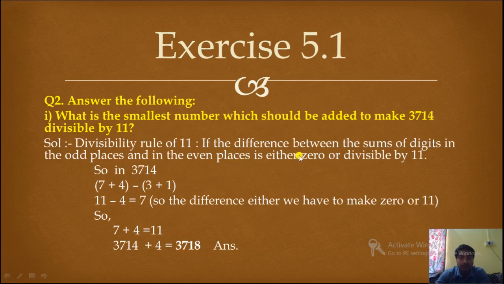It is mentioned here, if the difference between the sum of digits in the odd places and in the even places is either 0 or divisible by 11, then only that number will be divisible by 11. So here we are getting 7, that is neither 0 nor 11. So we have to make it either 0 or 11. So what do we have to do? We have to add 4 to make it 11, then only it will be divisible by 11. So the number will be 3714 plus 4, 3718. This will be the answer. Understood?